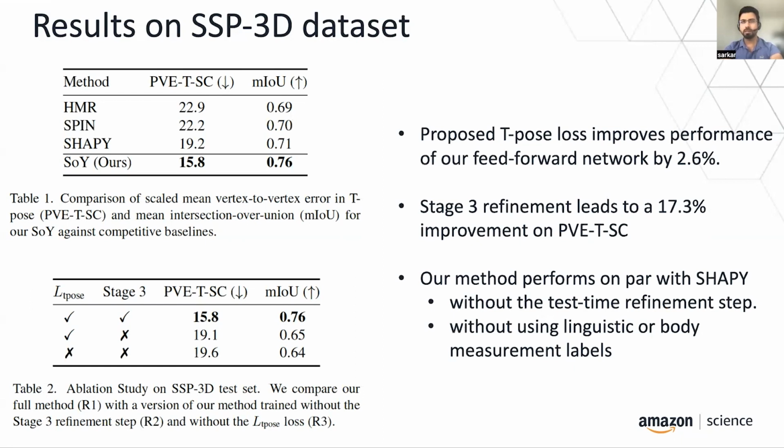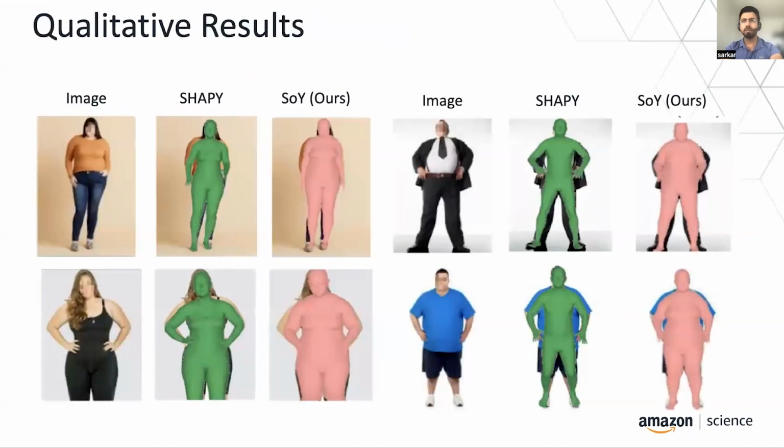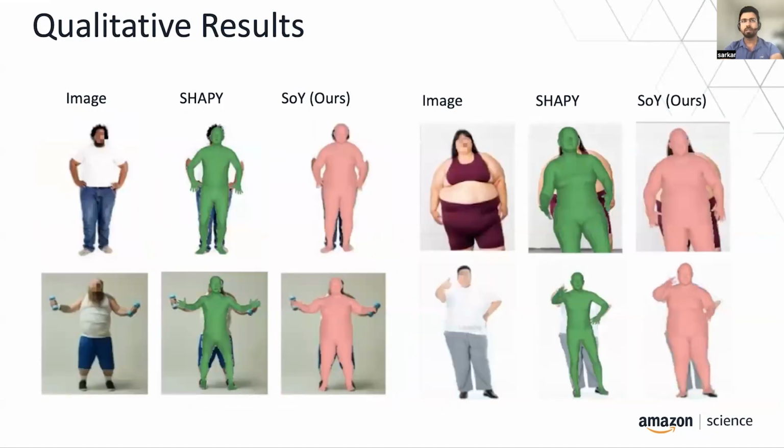Here are some qualitative results on diverse set of body types in different types of clothing that we downloaded online. The green meshes are those by ShapY, and the pink ones are using our method. Here are some more examples.